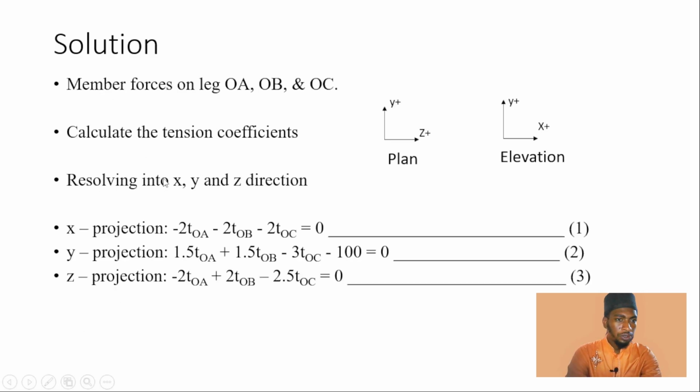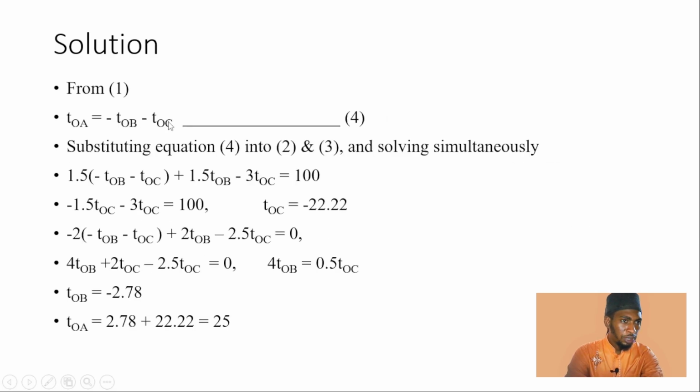Okay, if you look at equation 2, we have 1.5 TOA, 1.5 TOB, and minus 3 TOC minus 100. So this TOA, we are going to substitute minus TOB minus TOC as our TOA now. That is why we are having this. So if you multiply this, you have negative TOB. If you multiply this, you have negative TOC. So this is positive TOB, this is negative TOB, and they are all 1.5. So definitely plus minus, they are going to cancel each other. That's 1.5 minus 1.5 is going to be 0. Then we are left with TOC only.